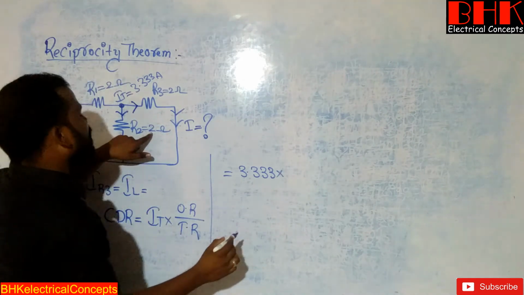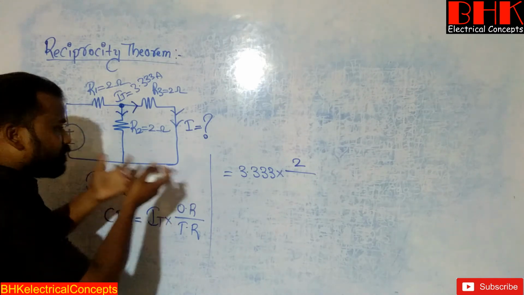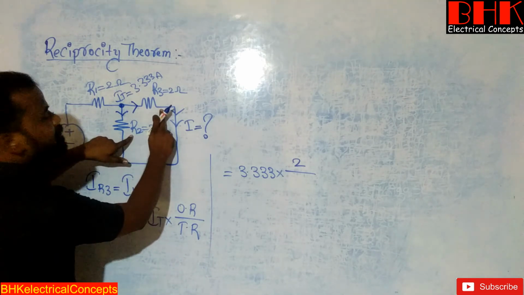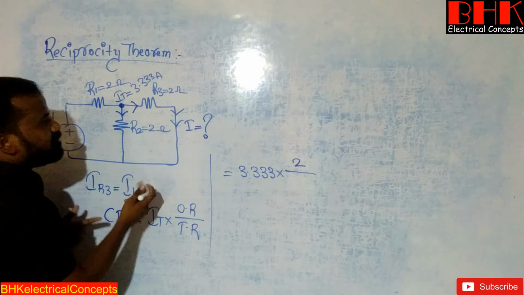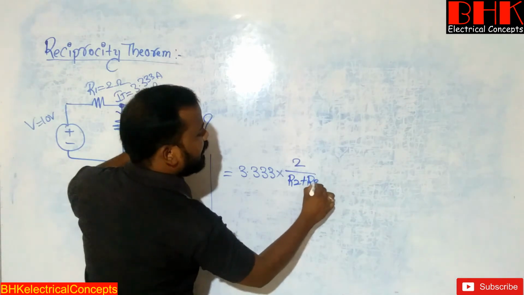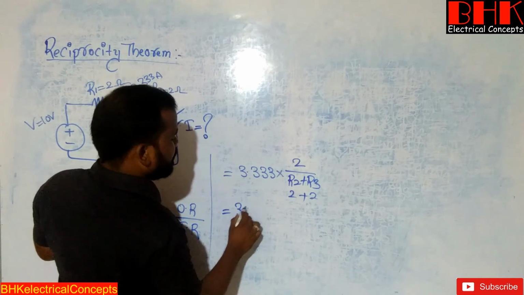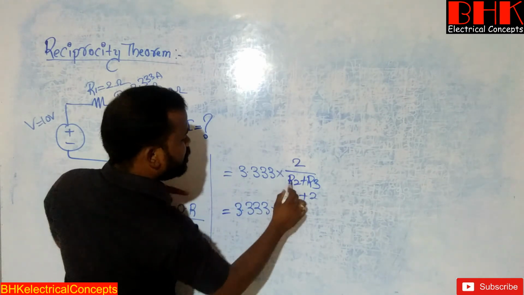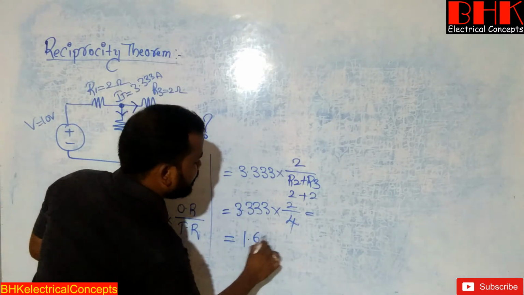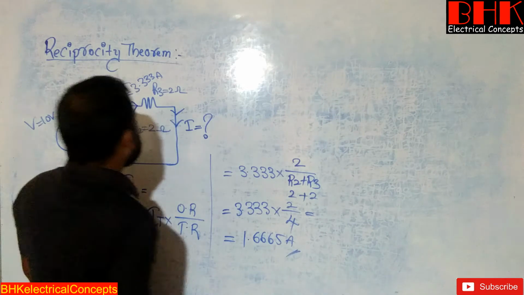So that is R2. Value of R2 is how much? 2, divided by addition of resistances. Addition of resistances means we need to consider only the resistance values of the branches in which the current is divided. It means in these two branches only the current is divided. That's why R2 plus R3. R2 value 2 plus R3 value 2. That is equal to 3.333 into 2 divided by 4. By solving this, we will get the value of 1.6665 amperes. Clear?